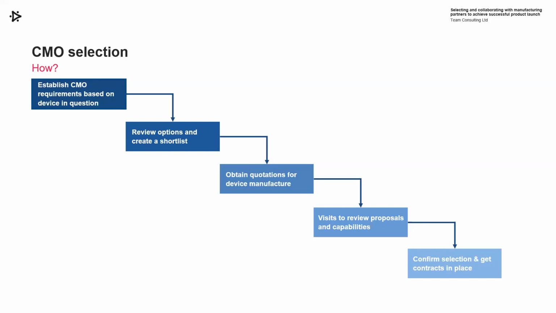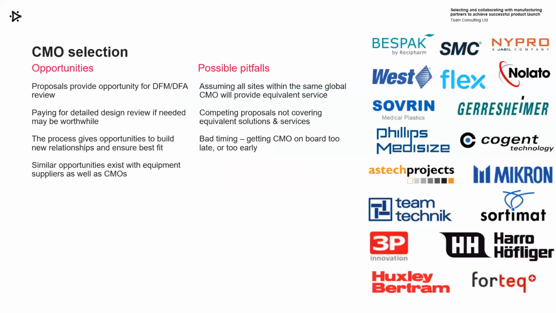If they've got multiple sites, visit the site that's going to be most applicable to yourselves, review the proposals with them, review the capabilities, and effectively then confirm the selection and get contracts in place. I wouldn't underestimate how long that might take. So again, starting this process at the right point in time is important, and that's, as I say here, one of the possible pitfalls.